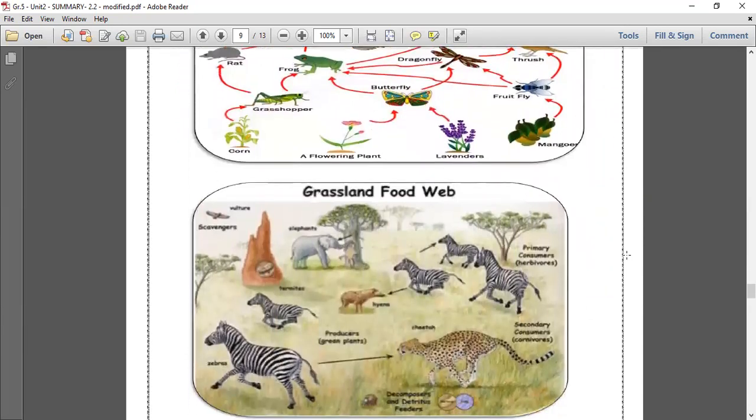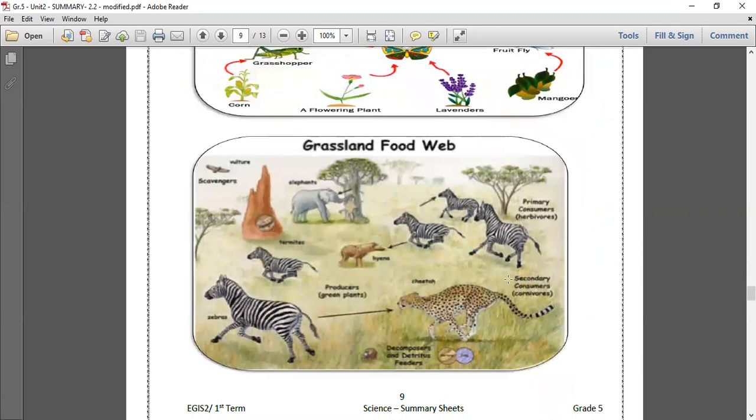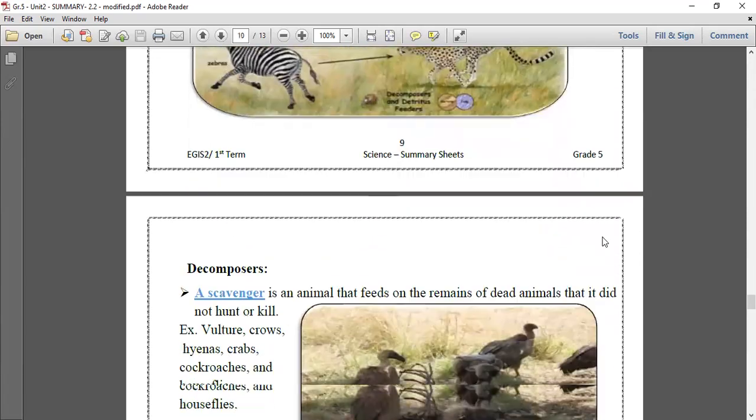And also we have a grassland food web. As you can see, the cheetahs, hyenas, zebras, elephants, some trees, also scavengers like vultures. These are all living things that interact with each other in a food web.